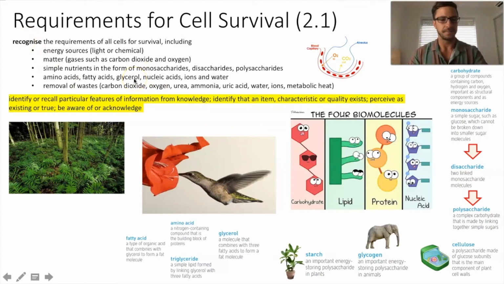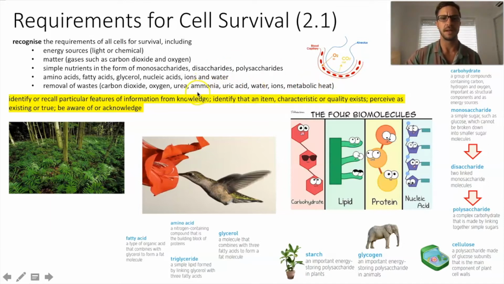And lastly, to survive, cells need to remove wastes. And so various wastes include carbon dioxide. It's a byproduct of cellular respiration. I'll speak about that a little bit more later. Even oxygen and water are byproducts. Metabolic heat, so as we're breaking down sugars into energy, heat is released, so our body needs to be able to let off heat.